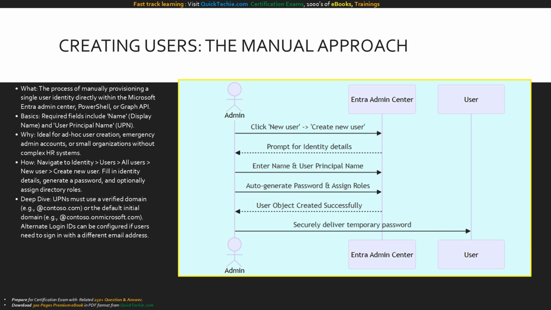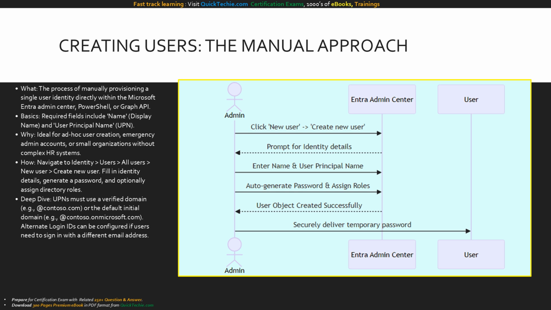Now, let's look at how we manually create a user. What is this? It's the direct provisioning of a cloud-only account using the Entra Admin Center or Graph API. The basics are simple. Microsoft Entra requires a display name and a user principal name, or UPN, to create the account. Why do this manually? It's perfect for ad hoc creations, like setting up a break glass, emergency administrator, or for small businesses without an automated HR system. How do we do it? You simply navigate to the user's blade, select Create New User, enter their identity details, and grab the auto-generated password to give to them securely.